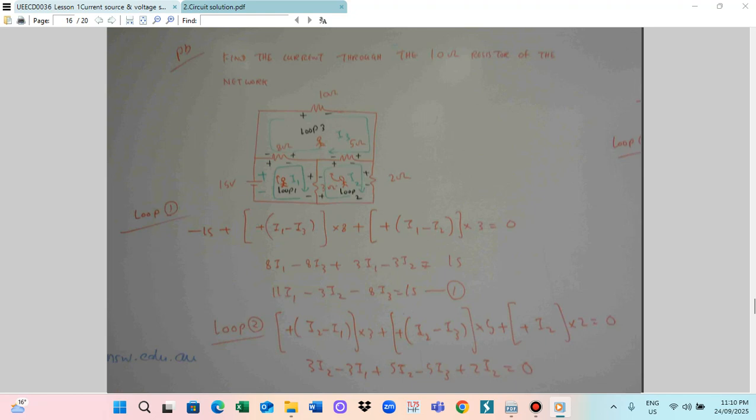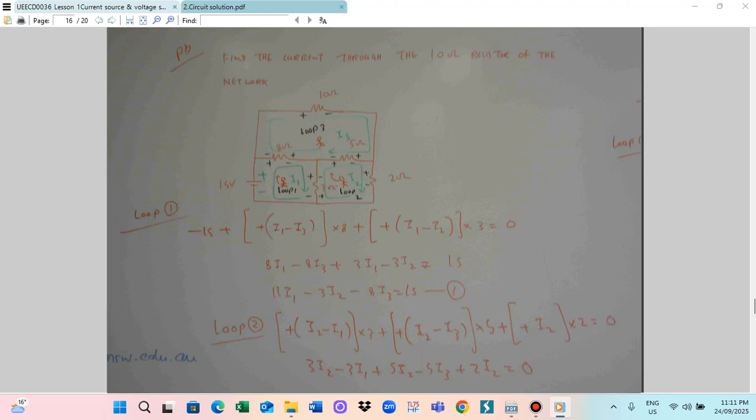So in this case, we have to find the current direction. First, you have to put the positive and negative. For batteries, the longer terminal is the positive and the shorter is negative. So we assume that this current will be I1. Current I1 is flowing like this, current I2 will flow like this, and current I3 will be flowing like this.